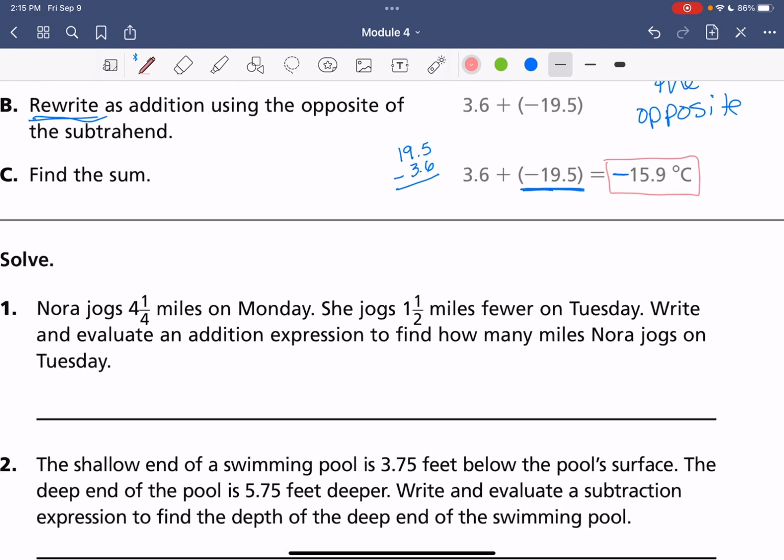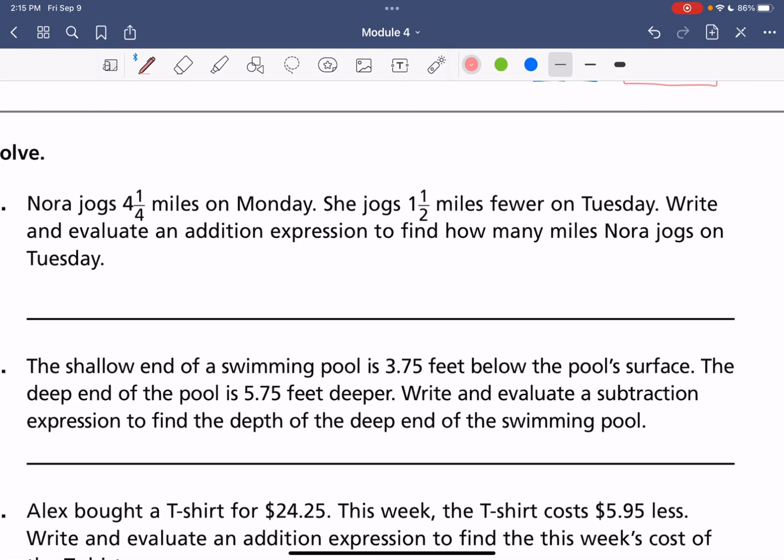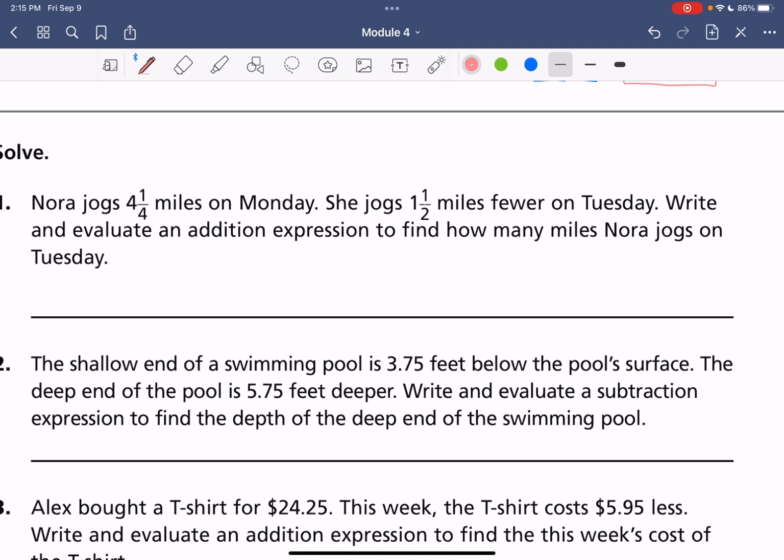All right, we have Nora. She is jogging 4.5 miles on Monday. She jogs 1.5 miles fewer on Tuesday. Write and evaluate an addition expression. So they want an addition expression to find how many miles Nora jogs on Tuesday.